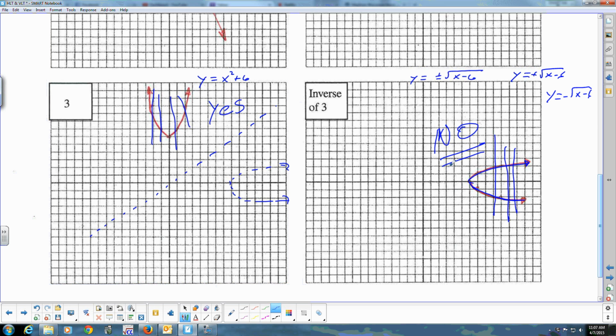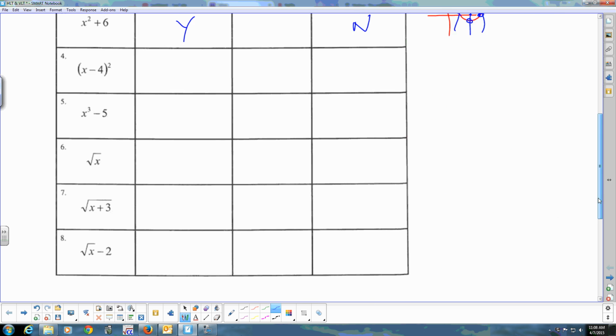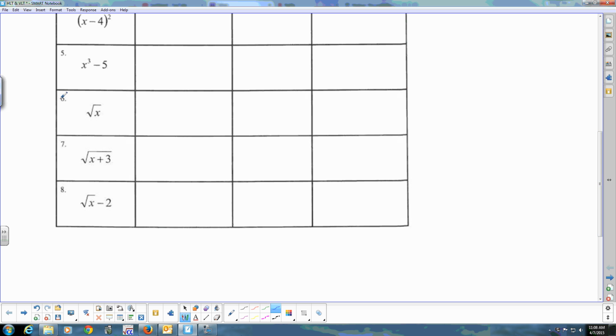So you would go back to the front page and you would say, yes, it is a function, yes, it is a function, yes, it is a function. No, it is not a function. Okay. And then you would do that for the rest of these. Now, when we get down here to finding the inverses for these guys, it's not so bad.